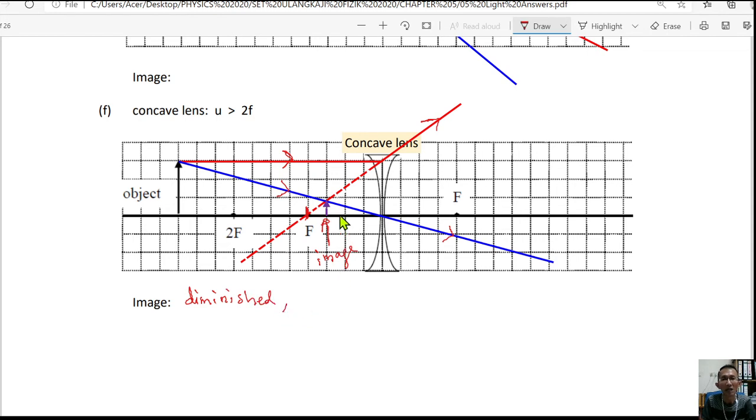Okay, the size becomes smaller. What about the position here? Okay, I can see the head is going up, so here it must be up, right. Now, virtual or real? Object and image on the same side. For lens, this must be virtual. Okay, so that's how we draw the ray diagram for lenses.